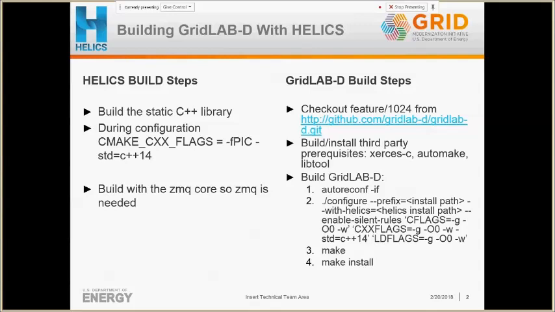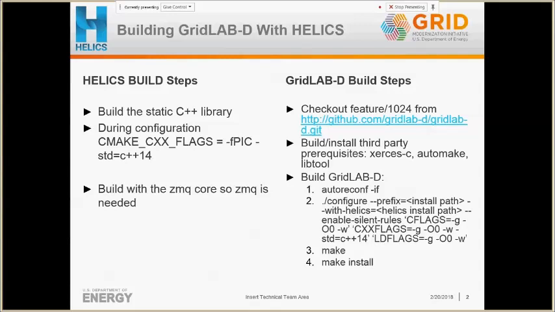So the current branch that contains the Helix code for GridLAB-D is feature branch feature 1024. So on the GitHub repository, you can clone or check out GridLAB-D's source code from there, and then of course you want to check out the feature 1024 branch.